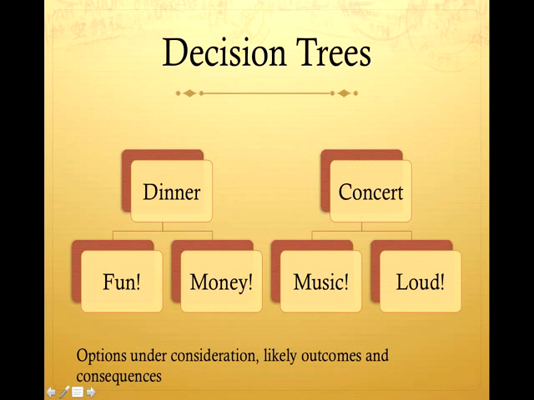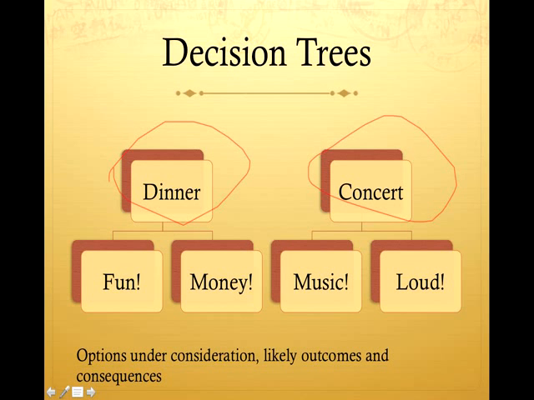And what happens is they say that people make a decision tree. So what do I want to do tonight? Do I want to go to dinner with my friends or go to this local concert that I've heard is really good? Okay, so the first two are the options under consideration. So dinner versus concert.